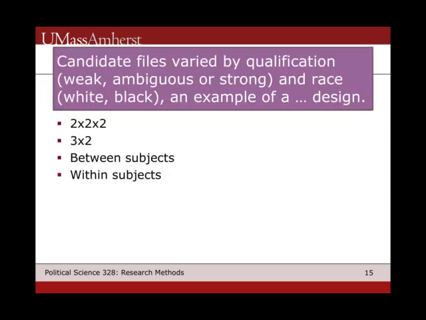So just to review here then, thinking back, if you have candidate files varied by qualification, say strong, and race, white or black, this is an example of a 3x2 design, as we remember before, right? Because there are 3 qualifications along the first axis and 2 along the second.